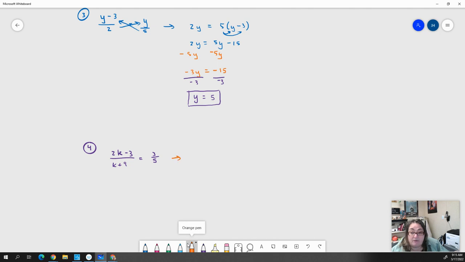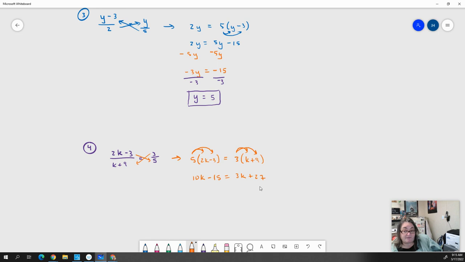So here, if I go 5 times 2k minus 3 equals 3 times k plus 9, we're going to go ahead and distribute. We've got 5 times 2k, well, that is 10k. 5 times negative 3, well, that is negative 15, equals 3 times k, which is 3k, and 3 times 9, which is plus 27.